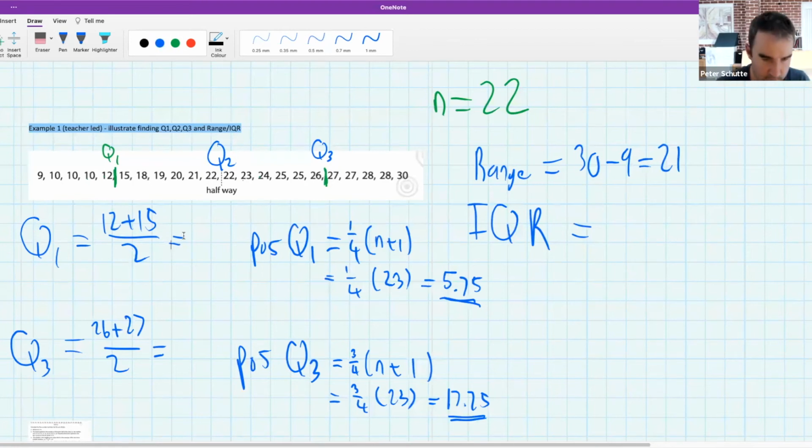Again, notice how with quartiles, if the position falls between two numbers, we average them out. It can sometimes happen that the position is just the number 5 or the number 6. In that case, you wouldn't need to average it out because it falls in an exact position. So this would just be 13.5, and this would be 26.5. So the interquartile range, I want to know in the chat, what is the interquartile range?